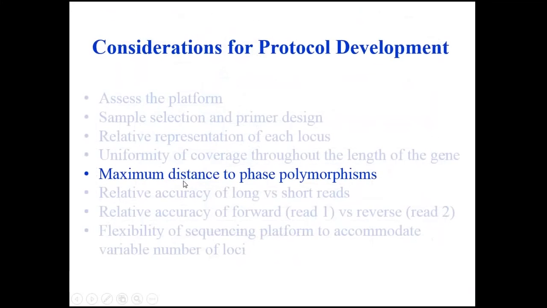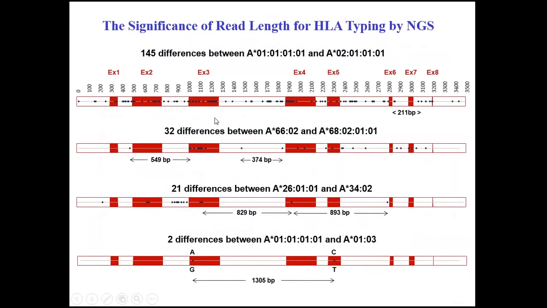The next metric of relevance is obtaining reads that phase polymorphisms at maximum distance. It is very well known in our community that depending on the combinations of alleles you have, you may have polymorphisms that you can easily phase because they are at small distances, let's say in this particular case 200 bases. In other cases it can be 300, 400, 800, 900, 1000 plus, and depending on the distance you may or may not be able to set phase, and as such you may or may not generate ambiguities.